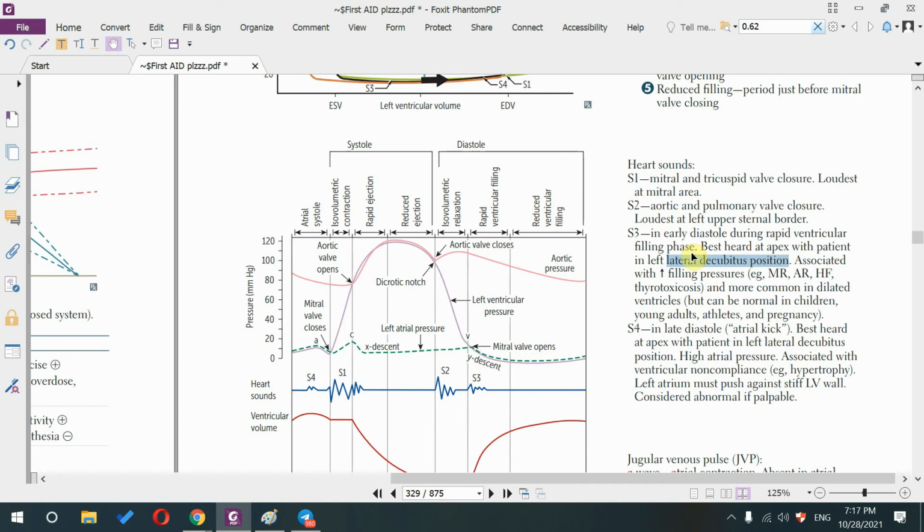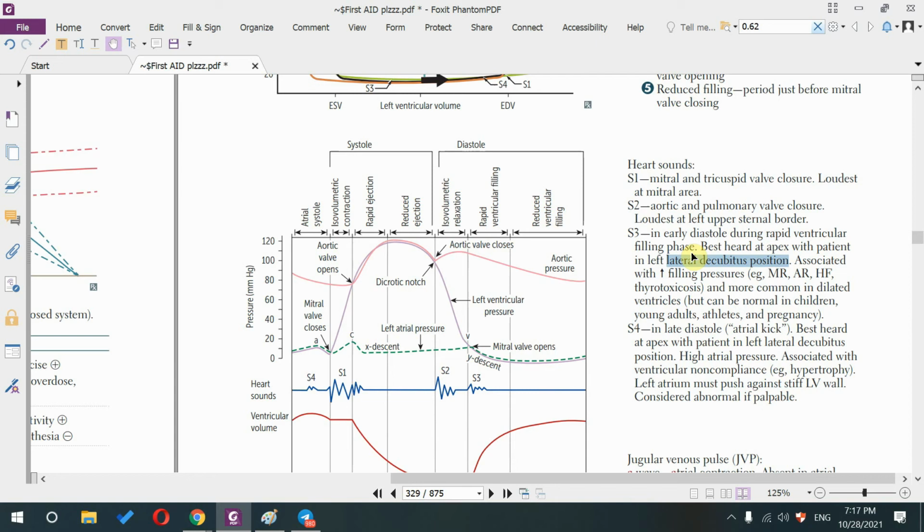That sound, that thing is the S3. So lastly, we have the S4. The S4 in the late diastole, we have an atrial kick that is best heard at the apex with the patient in the left lateral decubitus position.